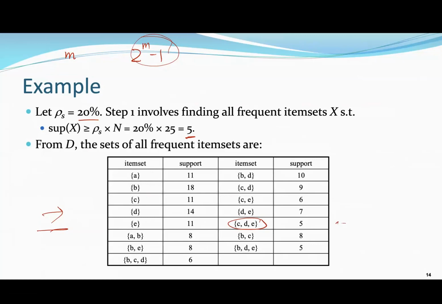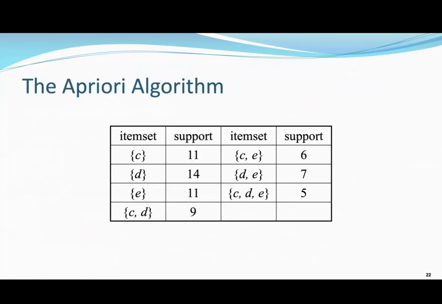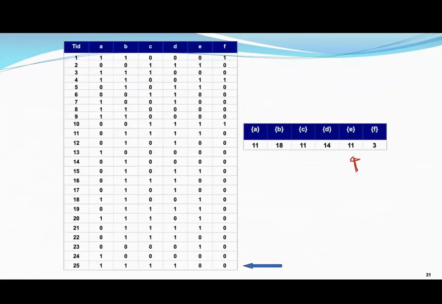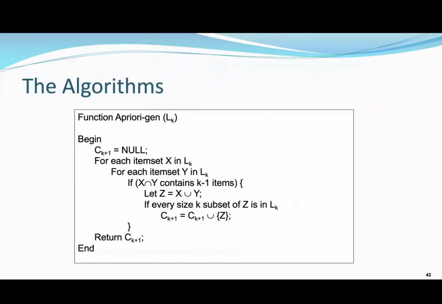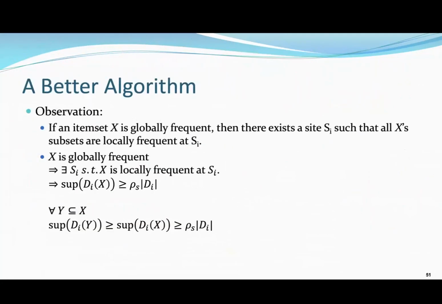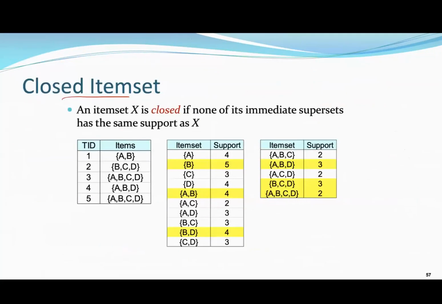So what's next? What we need to record in order to obtain the support count of the frequent item sets is what we call the closed frequent item set. Let me explain what we mean by closed item set. An item set X is a closed item set if none of its immediate supersets has the same support as X.